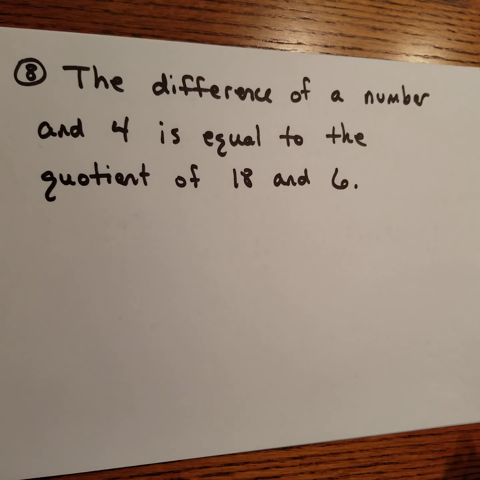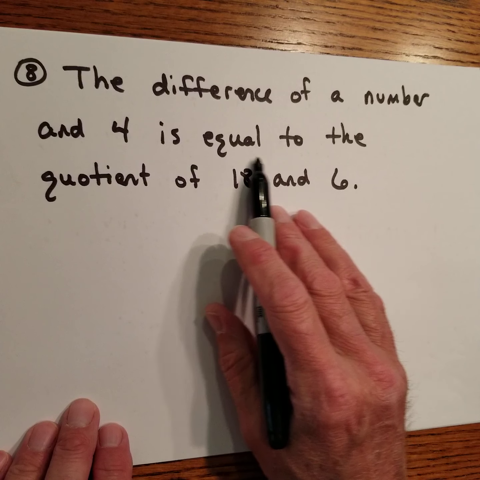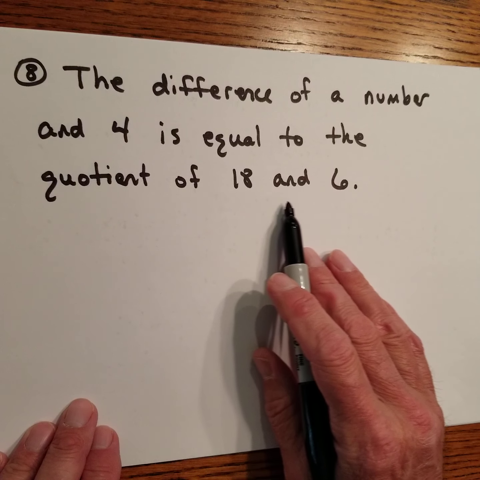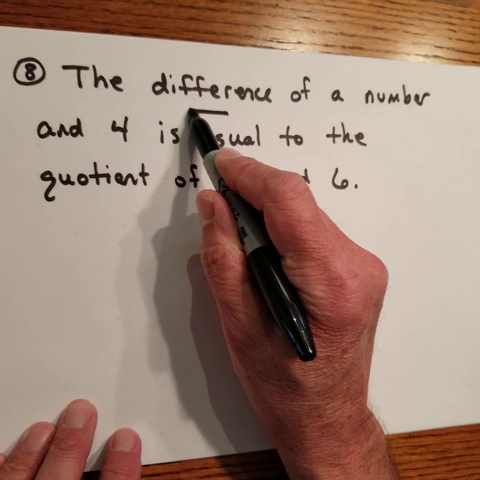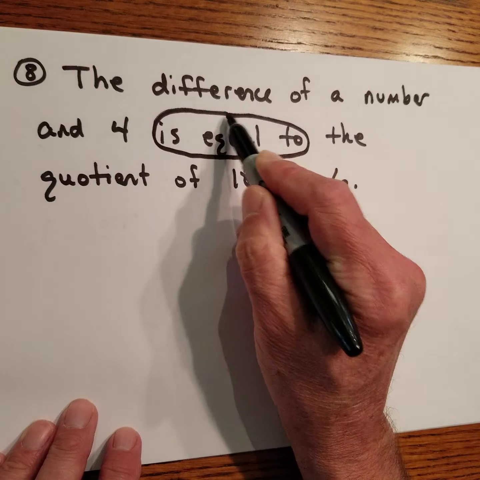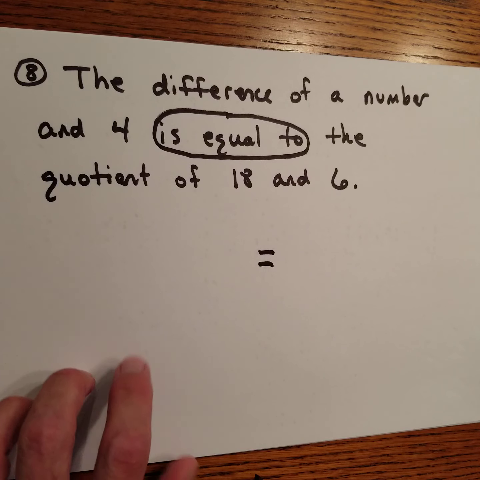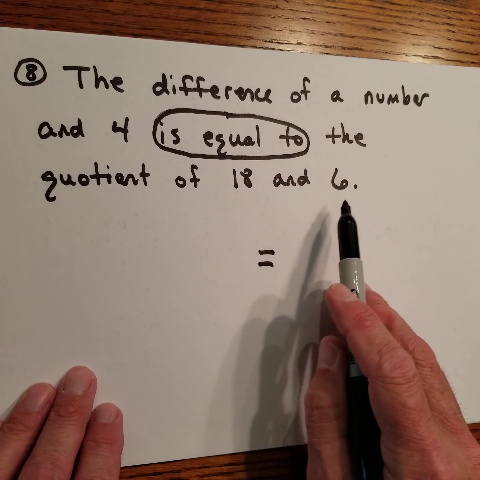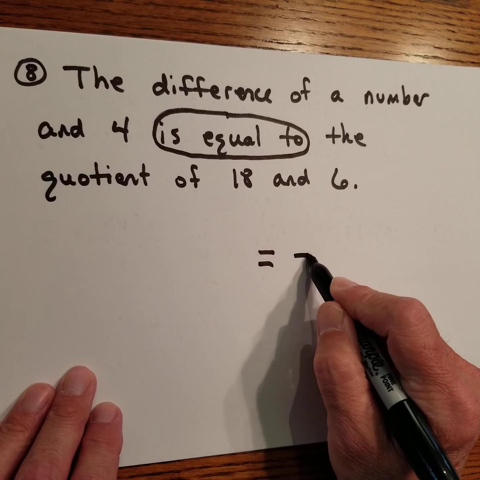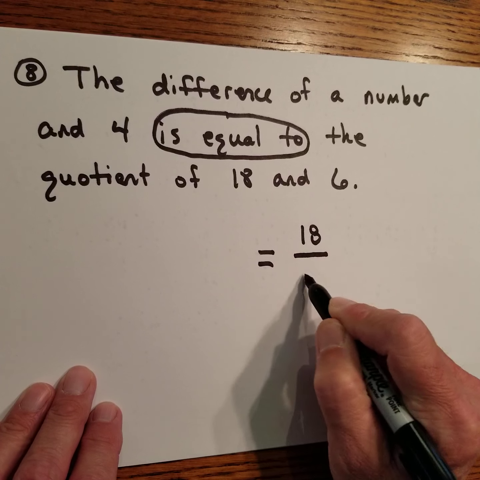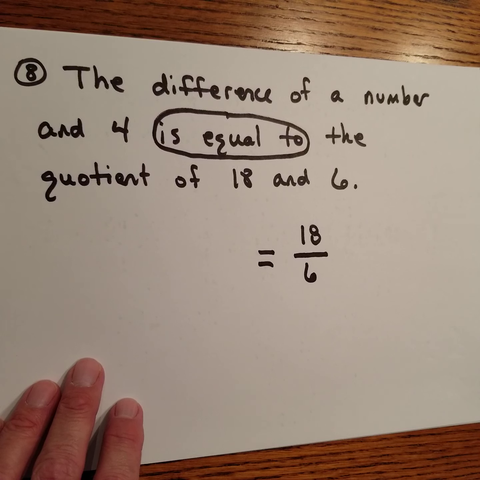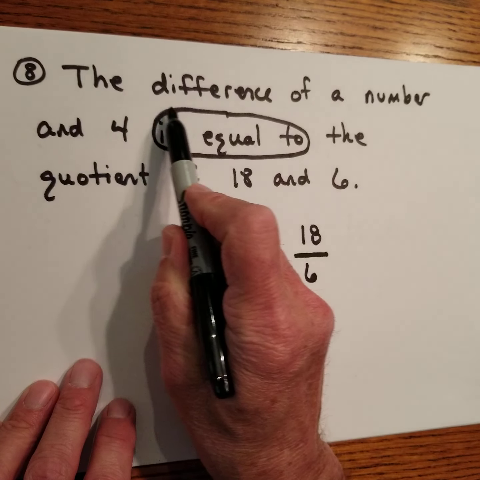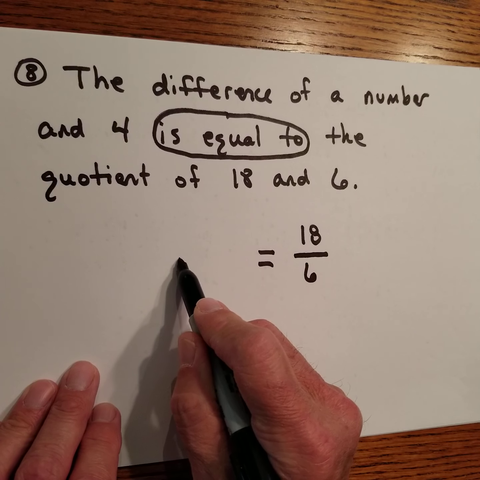Last problem. This one's got a lot of words to it. Go find that equal sign. The difference of a number and 4 is equal to the quotient of 18 and 6. Is equal to, that's my equal sign. Now what comes after the equal sign? After the equal sign is the quotient of 18 and 6. Quotient means divide. After the equal sign, I'm supposed to divide 18 and 6. Before the equal sign, I have the difference of a number and 4. Difference means subtract.